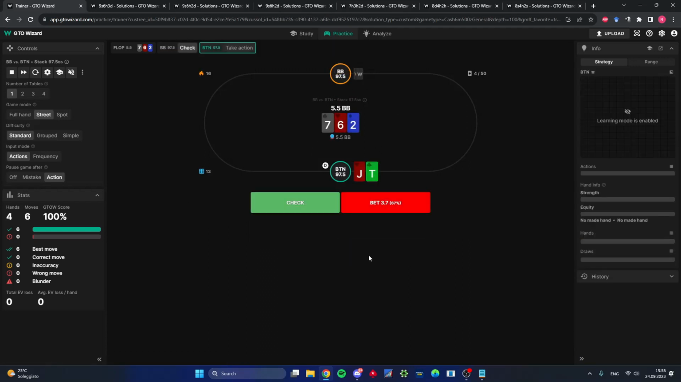Jack 10. Now we get an interesting board, right? This is also a 7 high board, which are usually not as good as 9 high boards.